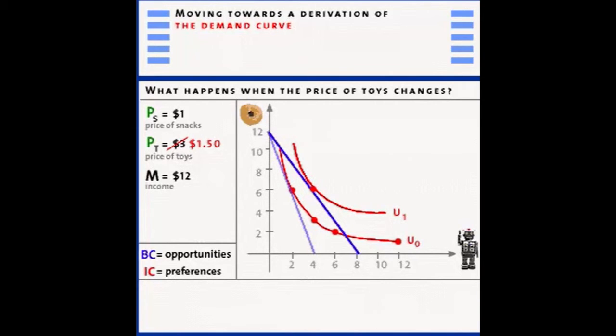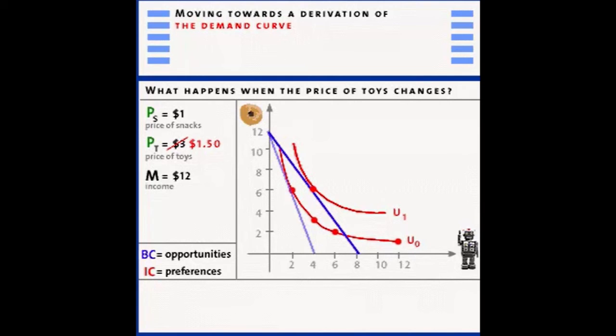What's Chris going to do? As usual, he's going to look for the combination of toys and snacks that gives him the most satisfaction subject to this budget constraint. And that means looking for the highest attainable indifference curve. Well, it's clear that the highest attainable indifference curve in this picture is the one that's labeled U1. And the combination right here, 4 toys and 6 snacks, represents Chris's optimal choice.